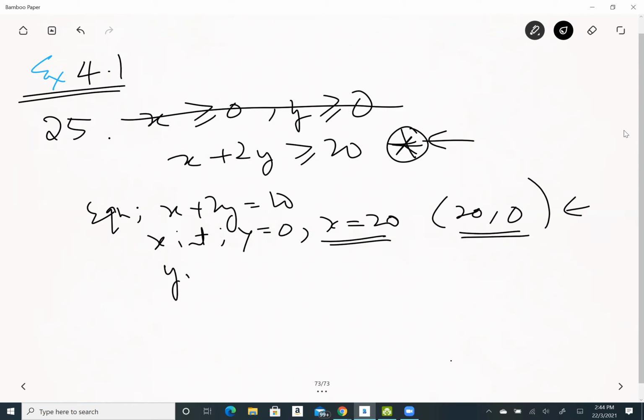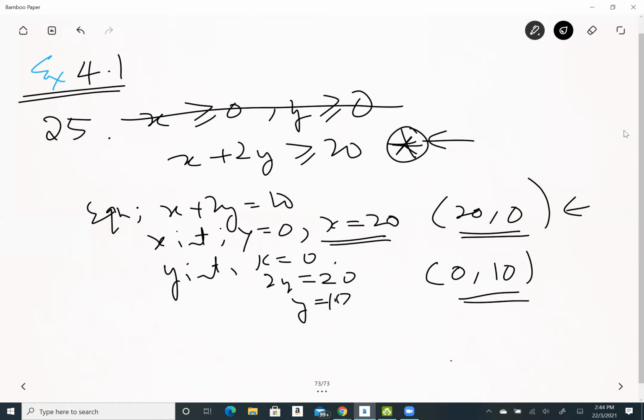And then you got the y-intercept. What is it? x equal to 0. You have 2y equal to 20, y equal to 10. So now you have the y-intercept, 10. So what is the point? The point is 0, 10. So again, write down the point, okay?